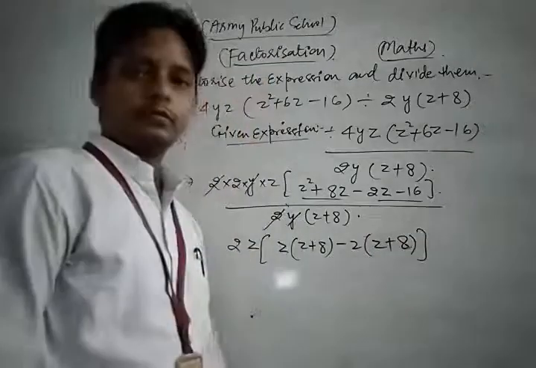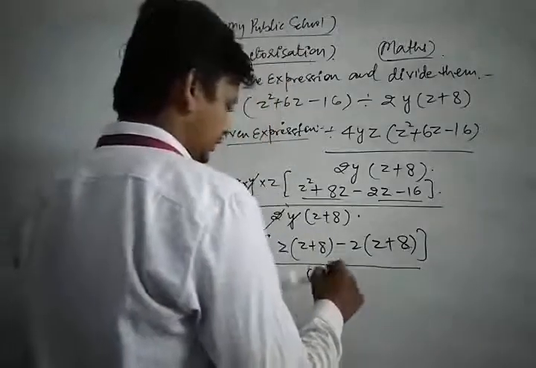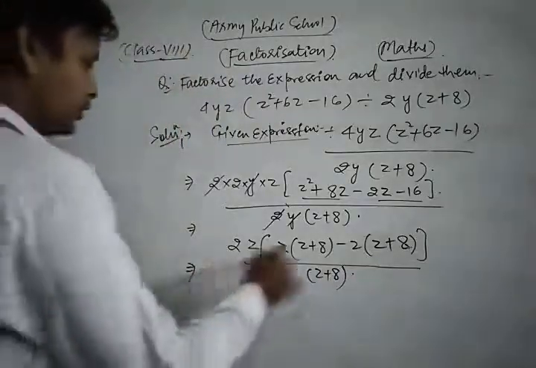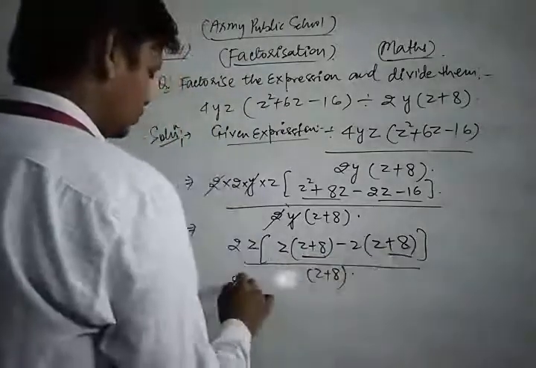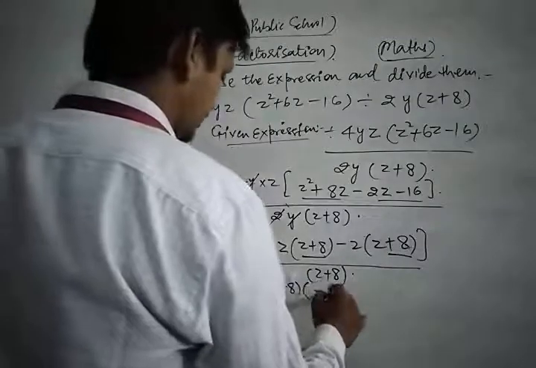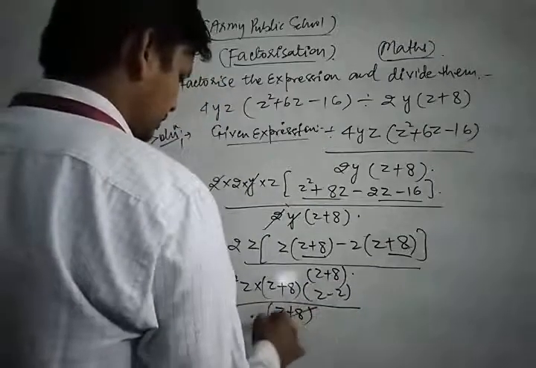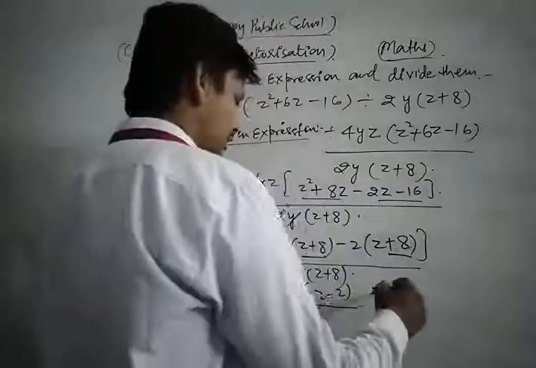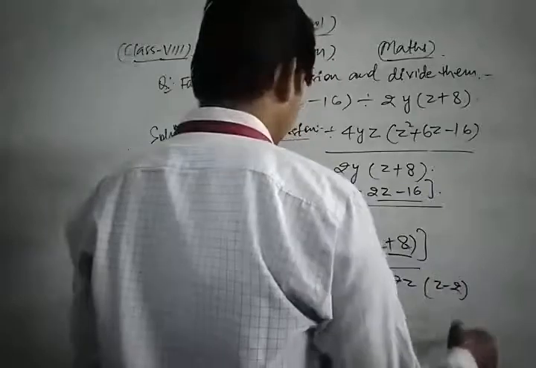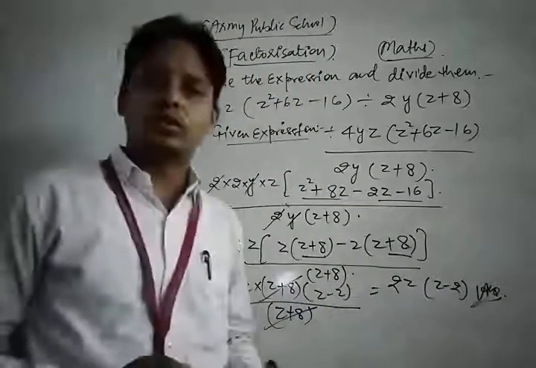Okay, now in the numerator we write z plus 8 as it is. Now look, from the numerator we take z plus 8 as common, so 2z into z plus 8 as common, so we get z minus 2 in another bracket, upon z plus 8. Now z plus 8 and z plus 8 cancel each other, so we get 2z in bracket z minus 2. This is the required solution of the given question.